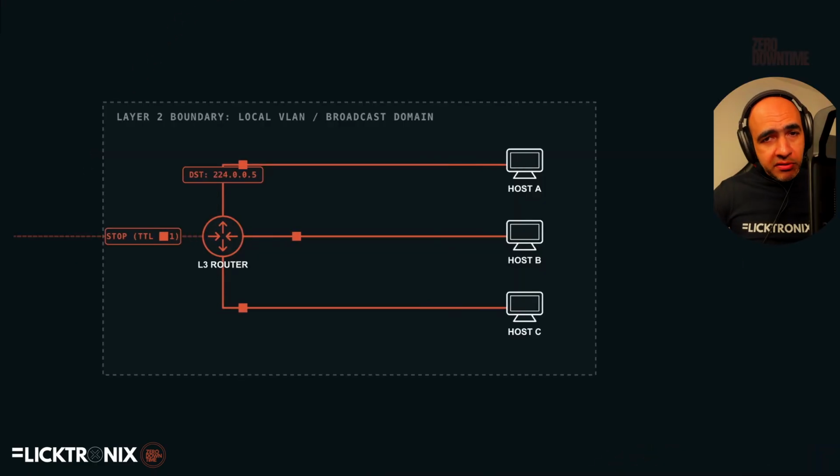Now let's consider the first multicast address block, the 224.0.0/24. These are local network control addresses. They are not ordinary app multicast. They are used by network protocols themselves. OSPF and EIGRP are familiar examples.